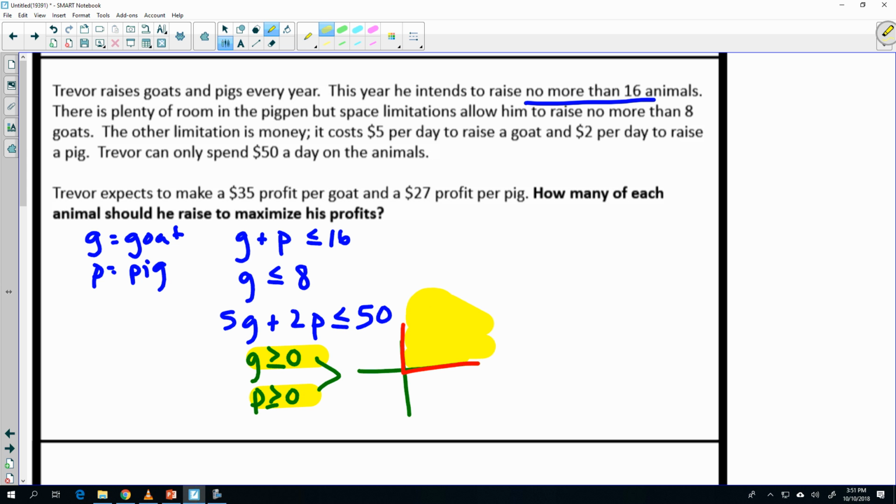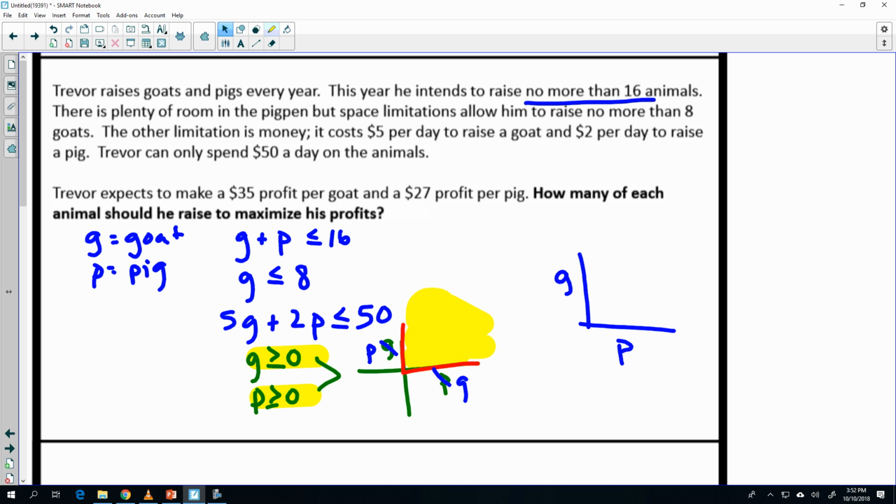Now, when you're solving something like this, oftentimes P and G are hard to deal with because you're so used to X and Y. So we could label this goats and this pigs, or we could have labeled this goats and this axis, y-axis, pigs. We could have also changed it into X and Y. So the next video will have goats on this axis, pigs on this axis, just arbitrarily. If you reverse that, your graph will look somewhat different.